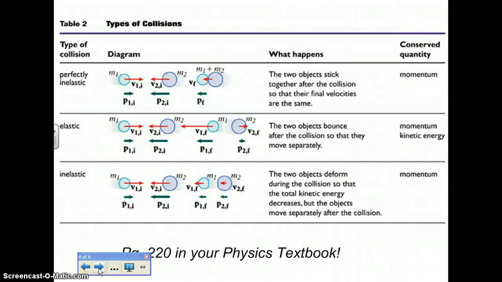Here is an awesome table to sum this all up. Please make sure you understand this table. And at this time, please do your collisions worksheets.